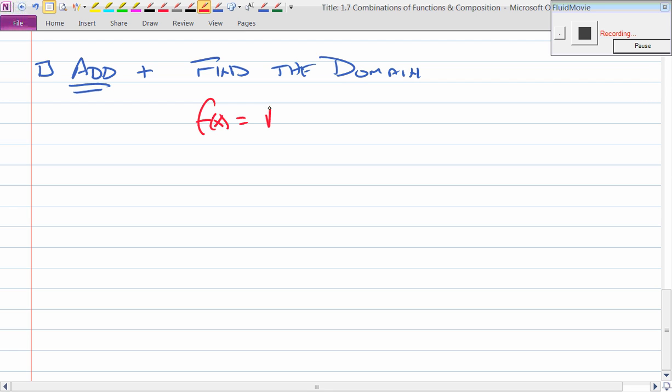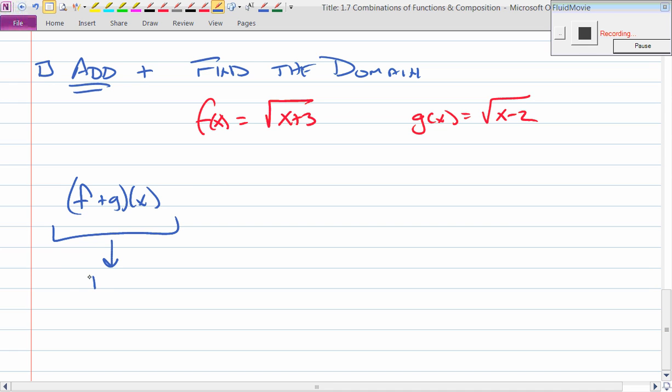Okay, so let's give you two functions here. f of x is the square root of x plus 3, and g of x is the square root of x minus 2. All right, what I want to do is add these together. I want f plus g of x, and then I want the domain of f plus g of x. What's the domain of this going to be? That's the question that we're trying to answer.